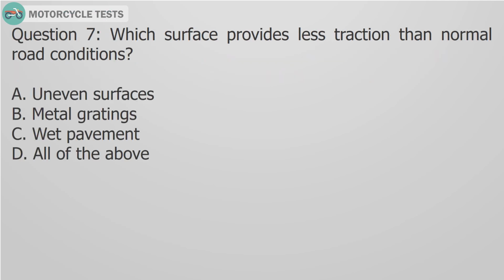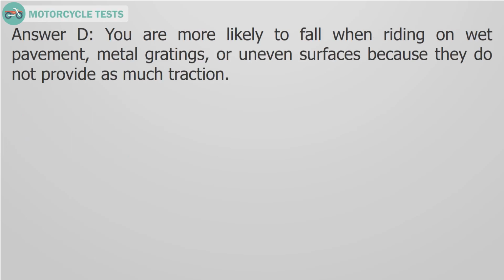Question 7. Which surface provides less traction than normal road conditions? A. Uneven surfaces. B. Metal gratings. C. Wet pavement. D. All of the above. Answer D. You are more likely to fall when riding on wet pavement, metal gratings, or uneven surfaces because they do not provide as much traction.